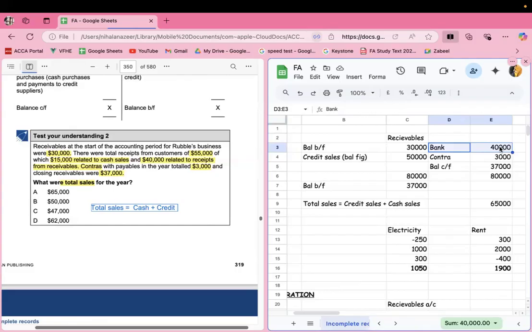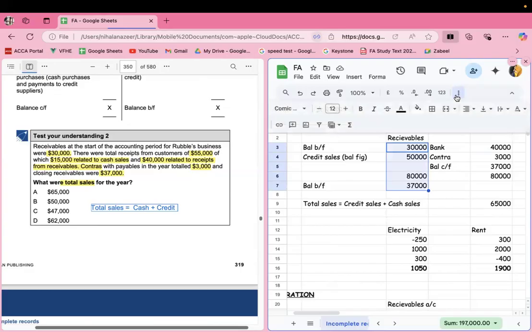Receipts means what? Receipts means you got the cash, right? So out of the receipts, what is applicable to receivables? Only the credit sales. Clear? And they have already told the receipts from receivables is 40,000. So it decreases the receivables account. So you're going to take it on the credit side. Understood? Clear, no? Are you following me?